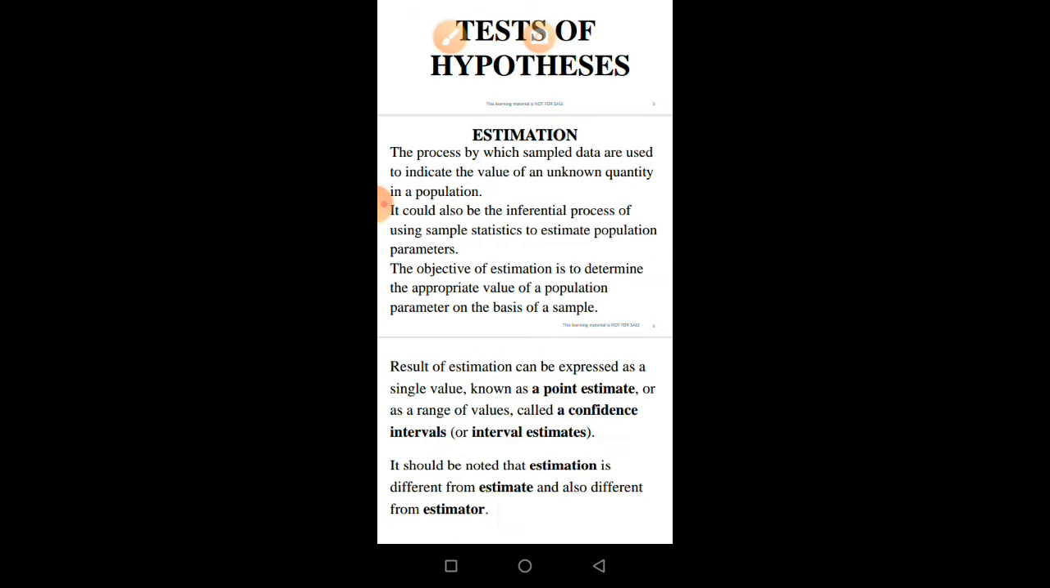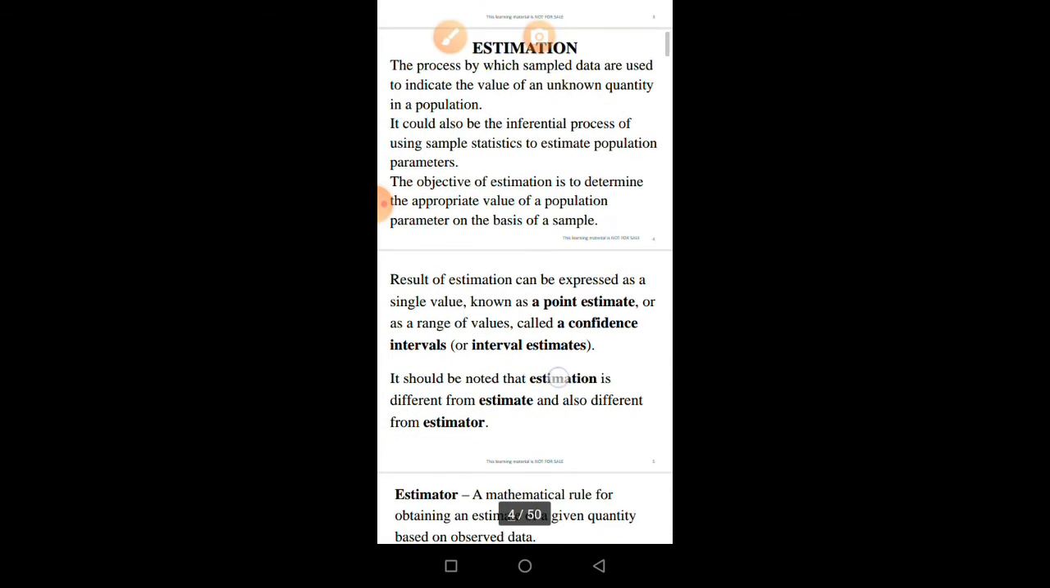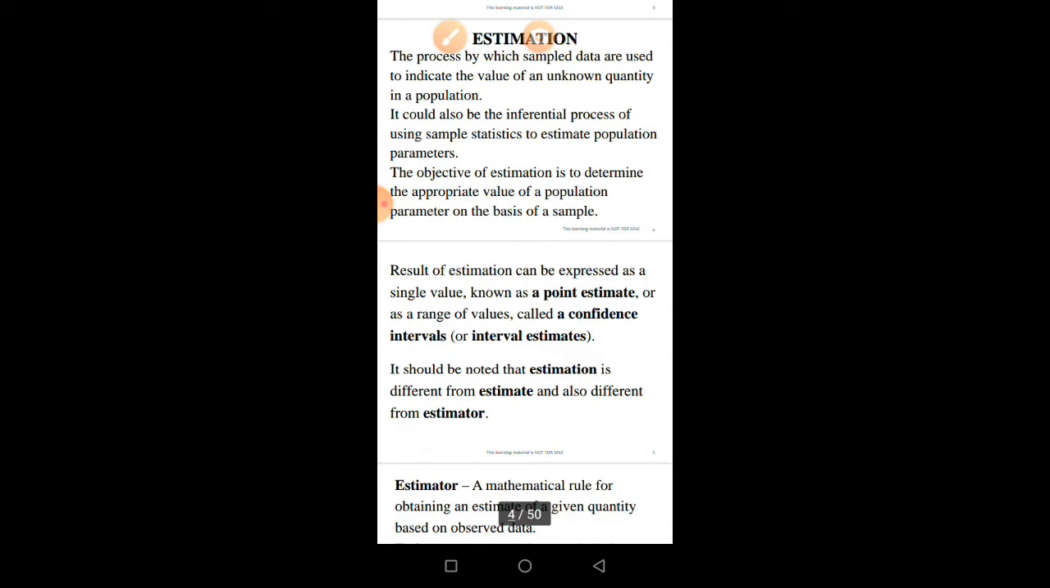Before we start, there's what we call statistical inference, and there are two types of statistical inference, and that is estimation and hypothesis testing. Now, starting with estimation. Estimation is the process by which sample data are used to indicate the value of an unknown quantity in a population. Okay, now you guys begin to worry. Then I will explain everything. But first, I want to read through everything.